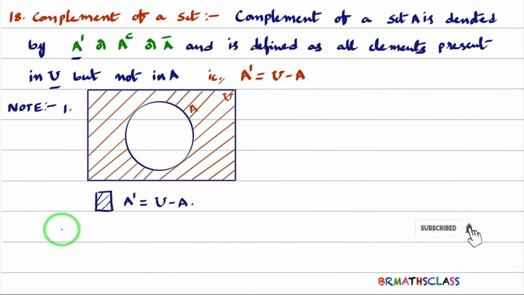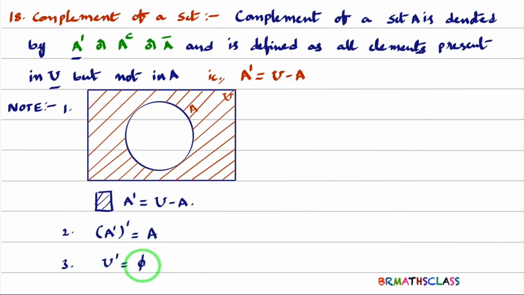Now, we'll try to understand a few important points related to the complement of a set. You see this, A dash means not A. A dash whole dash is nothing but A. It can be understood easily. A dash whole dash equal to A. Complement of universal set is defined as empty set. Complement of empty set is defined as universal set.